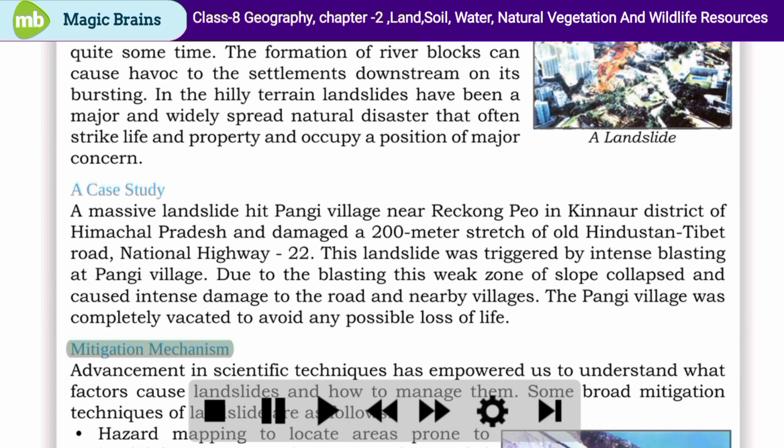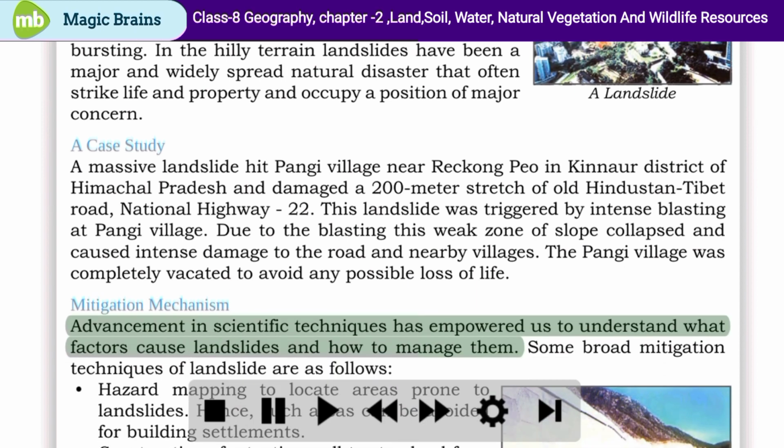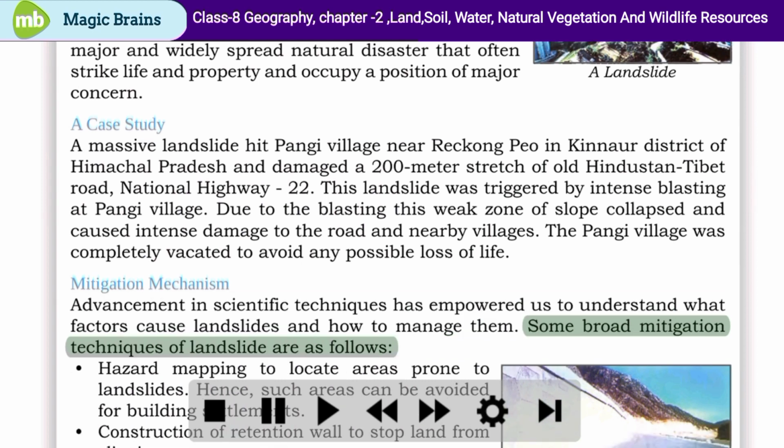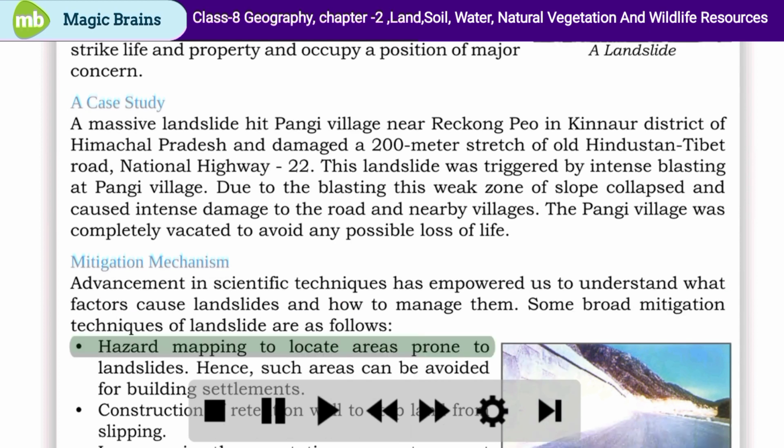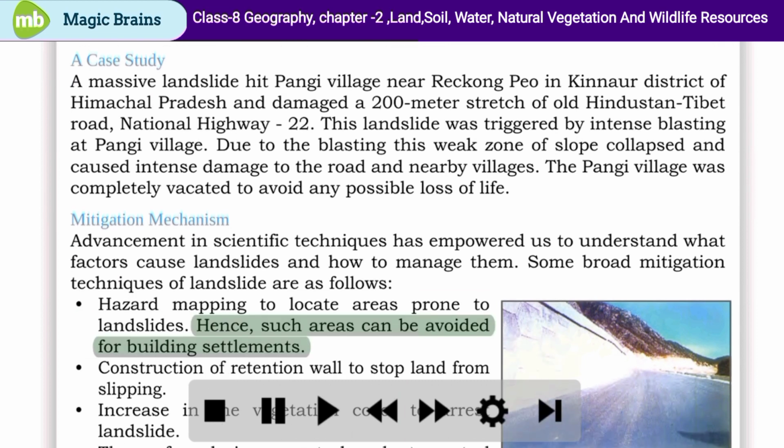Mitigation mechanism. Advancement in scientific techniques has empowered us to understand what factors cause landslides and how to manage them. Some broad mitigation techniques of landslides are given here. First, hazard mapping to locate areas prone to landslides. Hence, such areas can be avoided for building settlements.